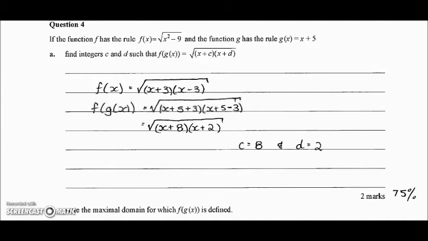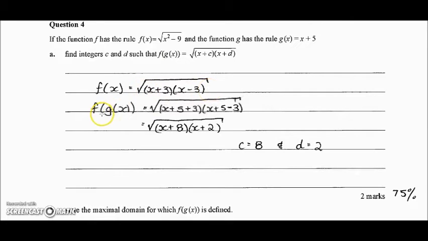Okay, question 4. 75% got this right. I think it's the highest for the whole exam. This function has the rule x squared minus 9. The key here is just to recognize x squared minus 9 as a difference of perfect squares. So rewrite x squared minus 9 as (x plus 3)(x minus 3). So f of x can be written as that.